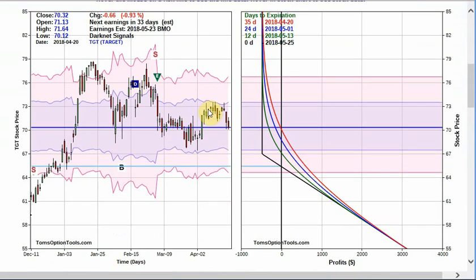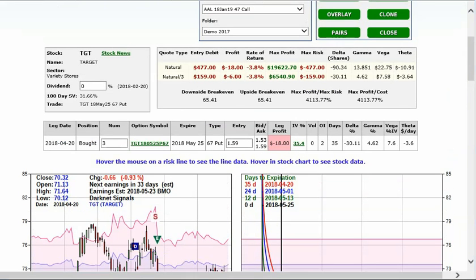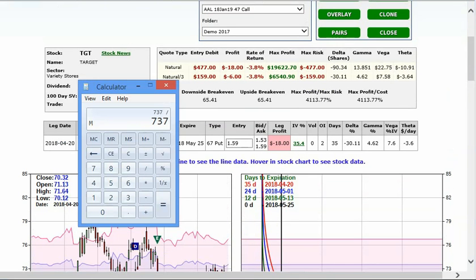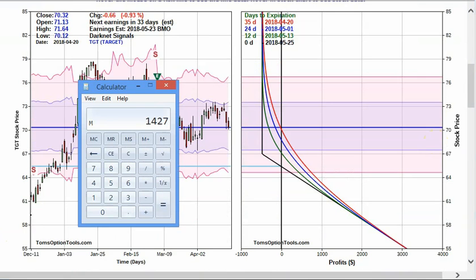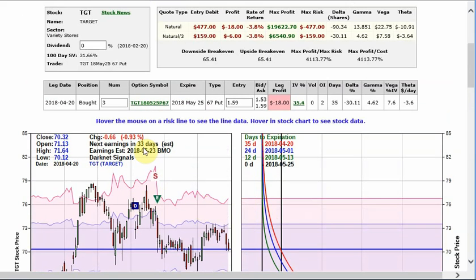Now, again, looking at the price targets that we're talking about, going down to about $64 would bring $737 into your account. So 737 divided by 477, that's a 154% profit. Going down to 61, $1,427 divided by 477, that's almost a 300% profit in less than 33 days.